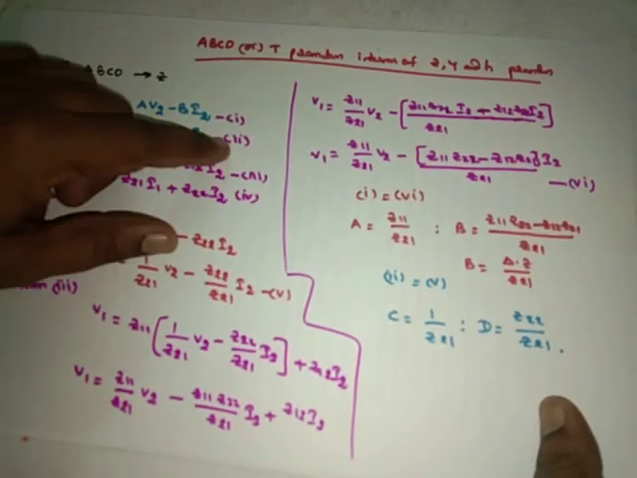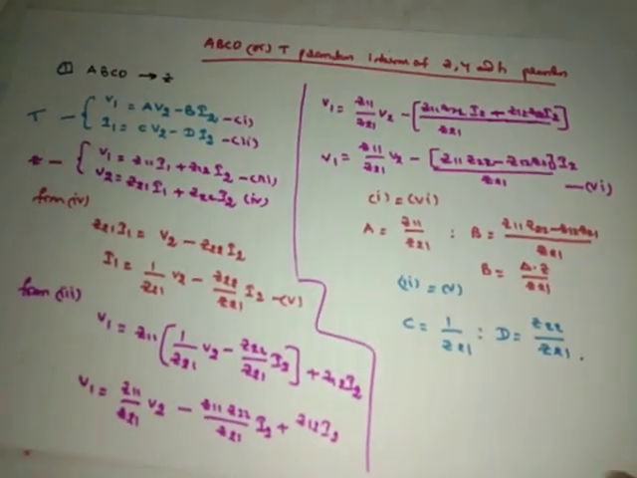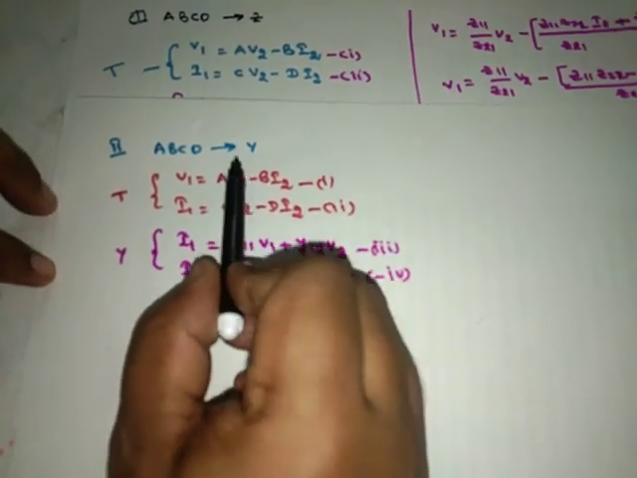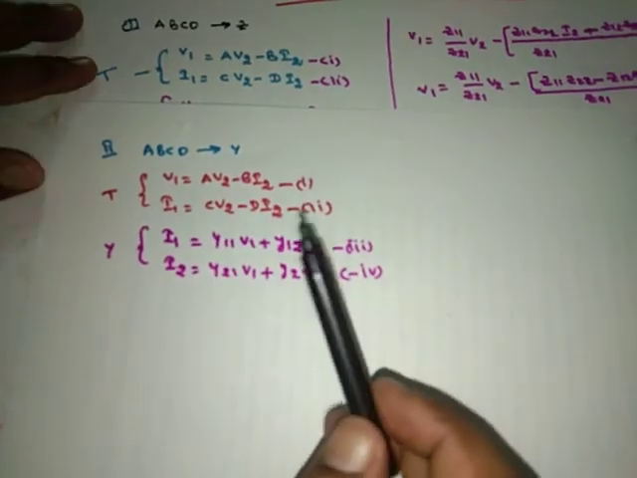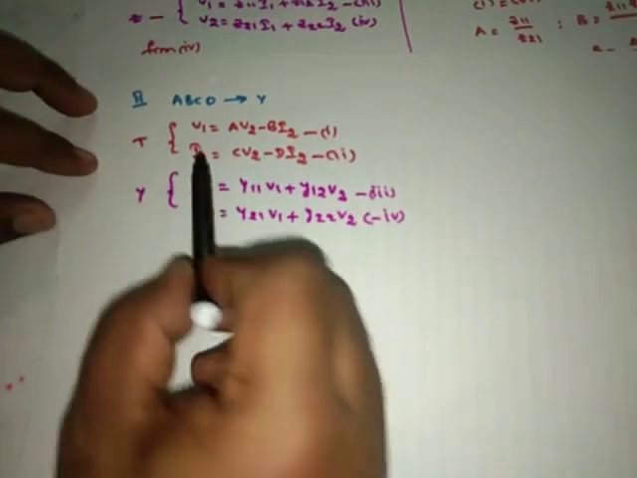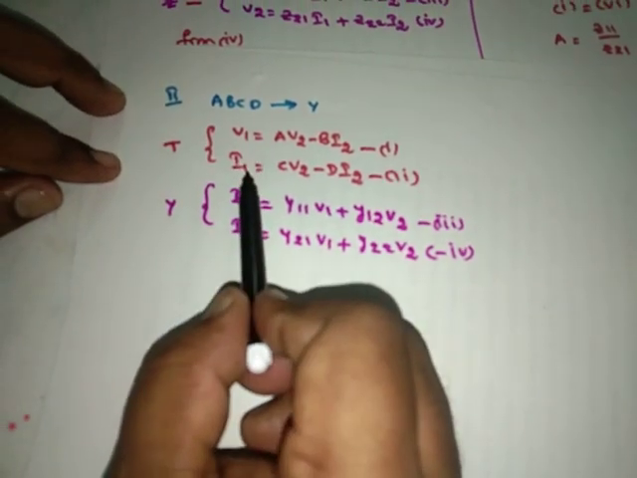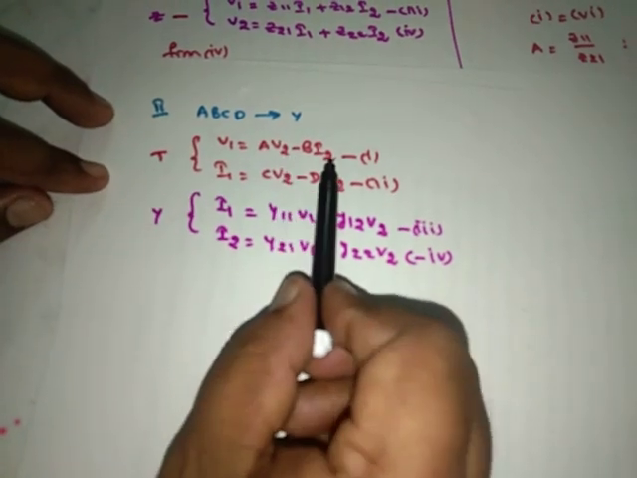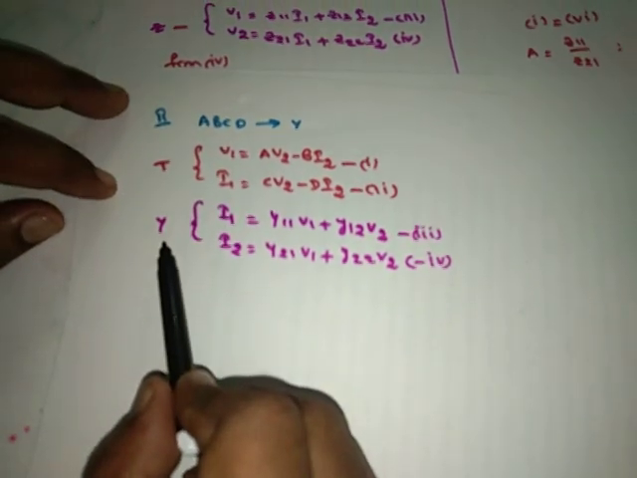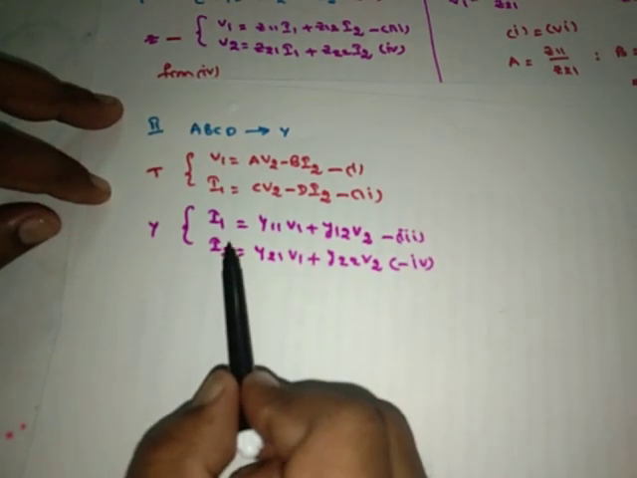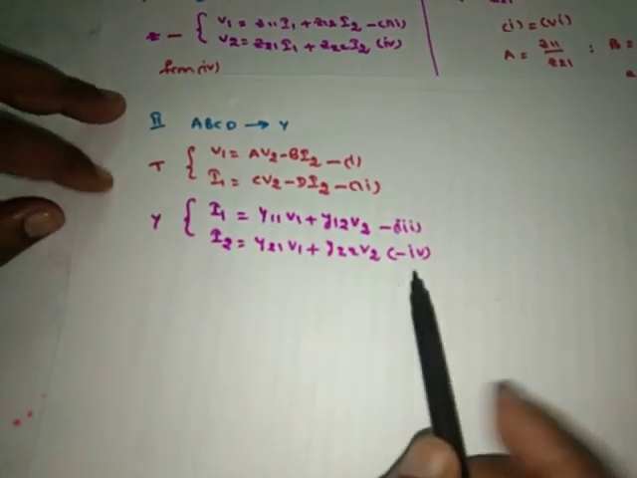Now second case, ABCD parameters in terms of Y parameters. Here the procedure we already know. First of all write down the basic equations in ABCD: V1, I1 depend upon V2 and I2. Similarly the Y parameters basic equations, admittance parameters. Here I1, I2 are the dependent parameters.